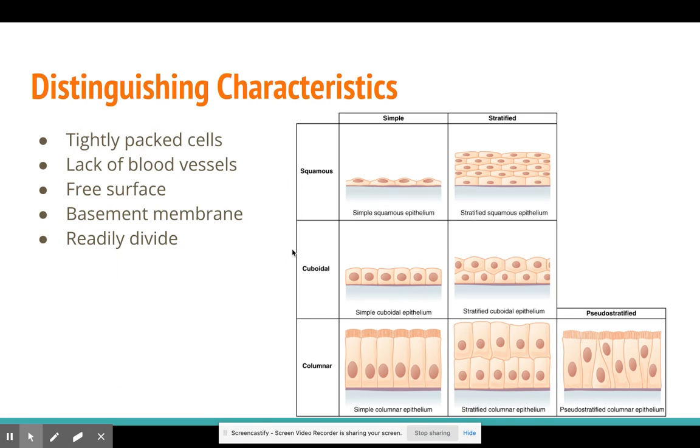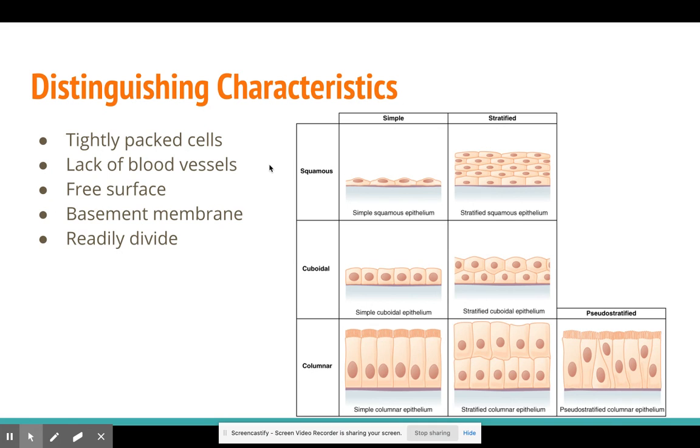Let's talk about some defining, distinguishing characteristics of epithelial cells and epithelial tissue. They're tightly packed. They lack blood vessels, so you don't see any red in these pictures. They have a free surface, a basement membrane, and they readily divide. We'll talk about what free surface and basement membrane mean in a second.